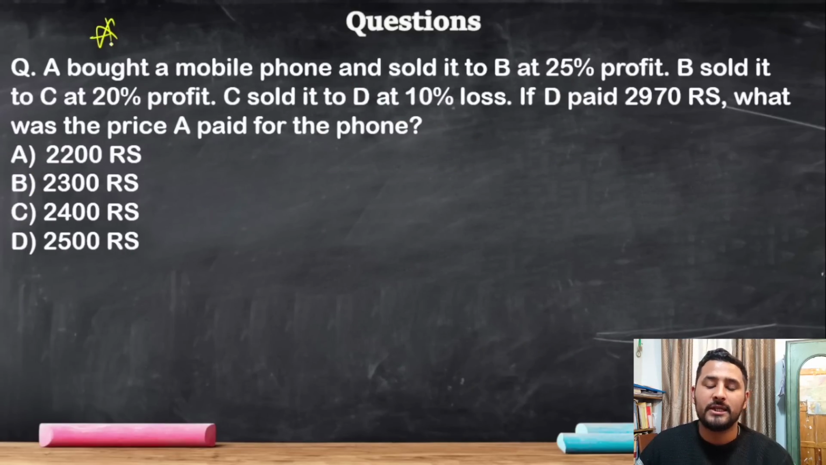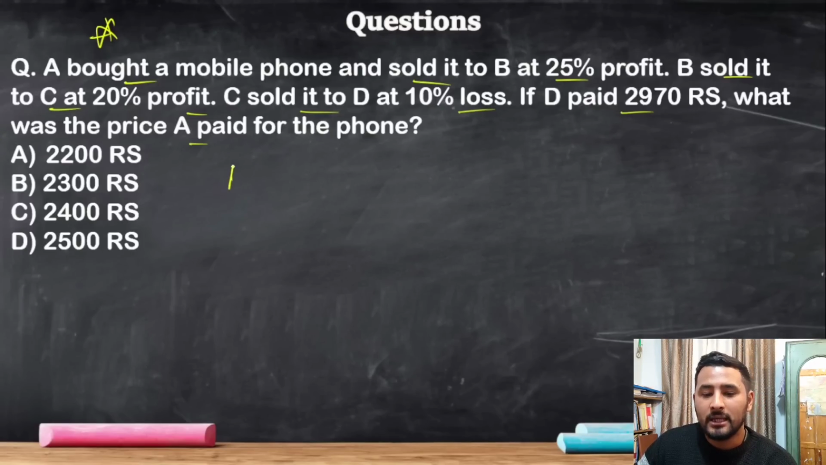I brought this type of questions because you will get the concept from here only. This type of question only will come in exams. So let's see. A bought a mobile phone and sold it to B at 25% profit. B sold it to C at 20% profit, and C sold it to D at 10% loss. D paid 2970. What was the price A paid for the phone?